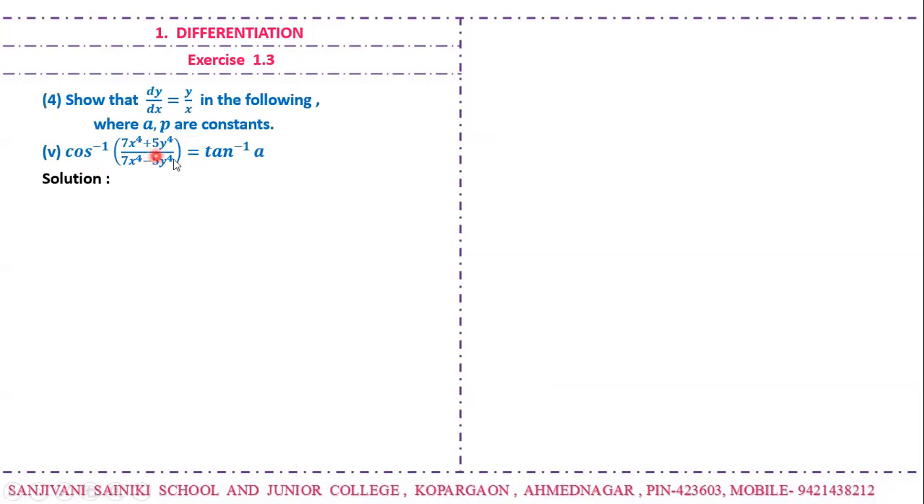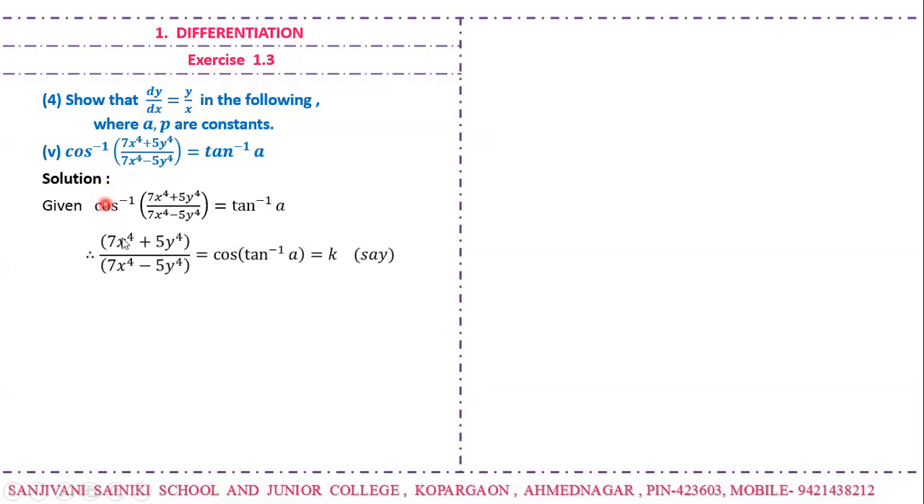Now cos inverse of something is equal to tan inverse of a. Again, we will go on the same line. Take cos to that side, cos of tan inverse of a. This is a constant, so say it is k. So 7x raised to 4 plus 5y raised to 4 upon 7x raised to 4 minus 5y raised to 4 is equal to k.